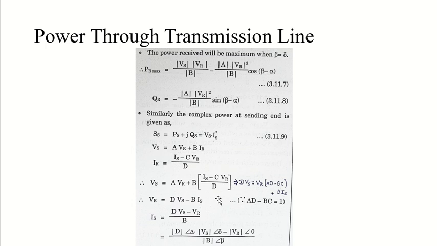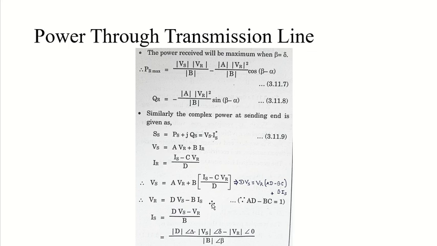Which means AD and BC both have VR in common. So we can take VR separately, as I did here, and we can put AD minus BC, plus B into Is. Now we all know the value of AD minus BC, right? AD minus BC is always equal to 1, so we will substitute 1 for AD minus BC, and we will have D into Vs equals VR plus B into Is. And in that formula, when we make VR the subject, we will have VR equals D into Vs minus B into Is.